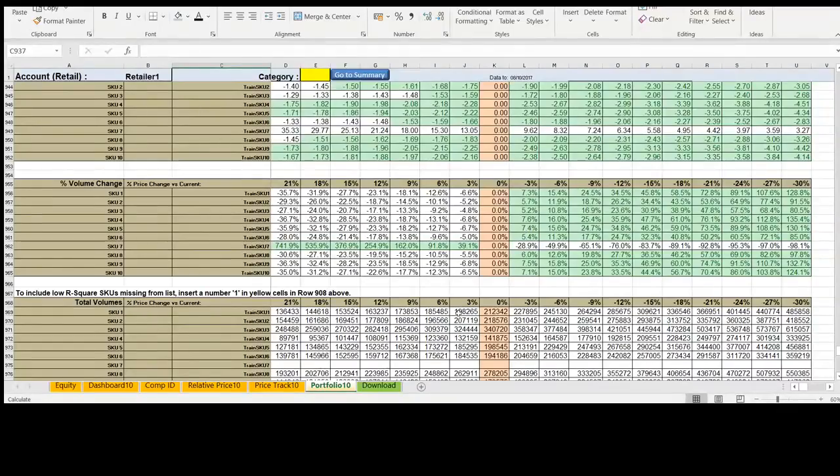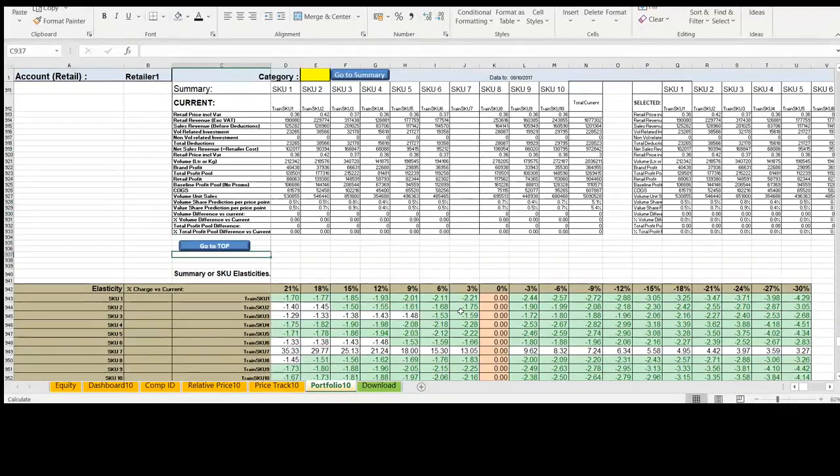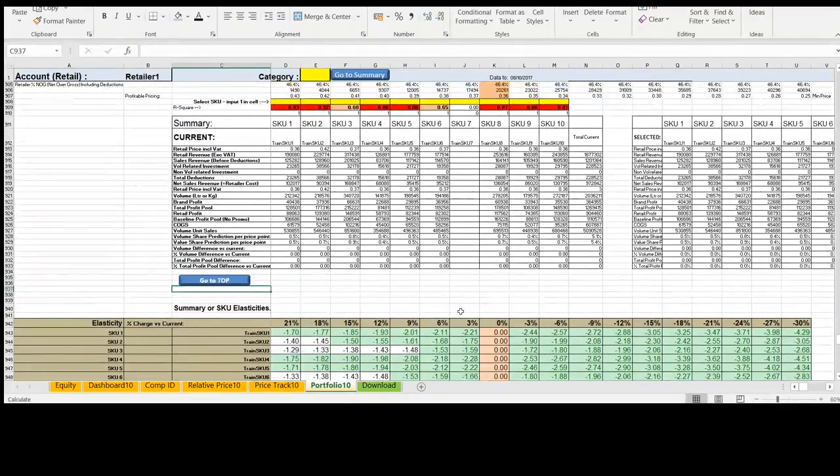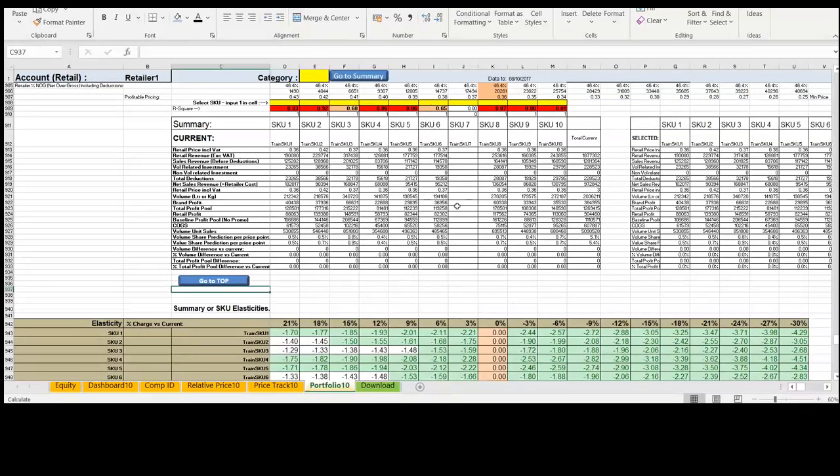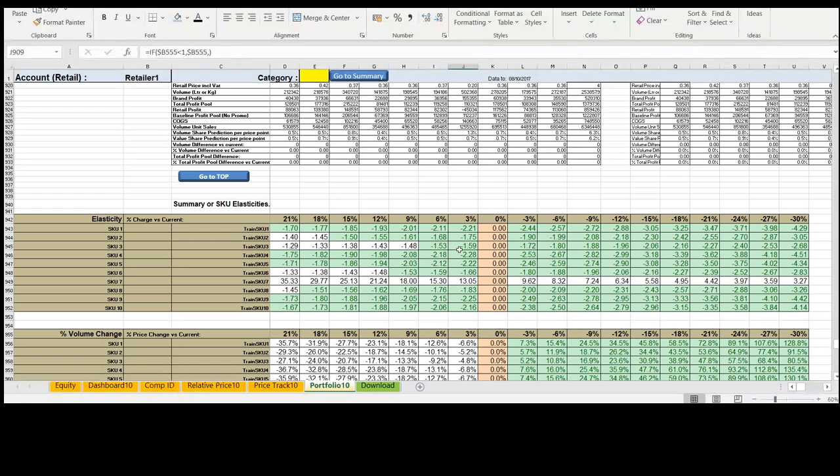If any of the products have a weak price-to-volume relationship or R-square, the system defaults to ignore them. As seen here for SKU 7, which has a low R-square. To include it in the figures below, simply put the number 1 in the yellow cell. This adds it to the volume and profit summaries and portfolio totals.